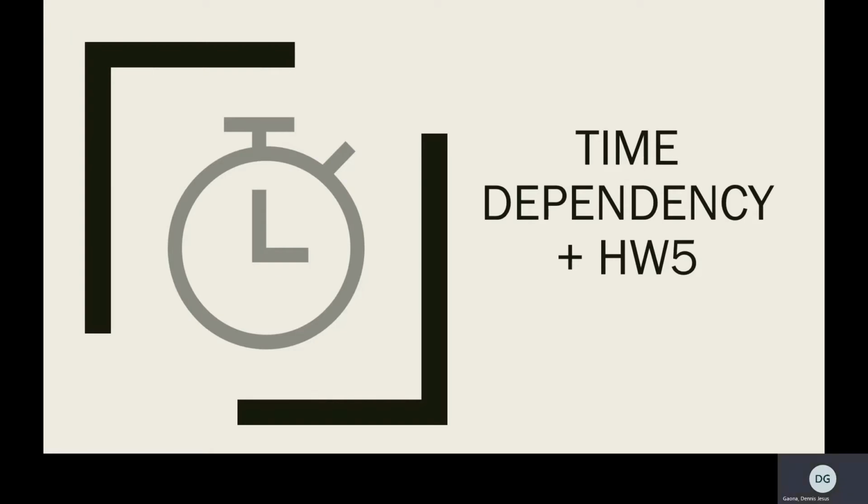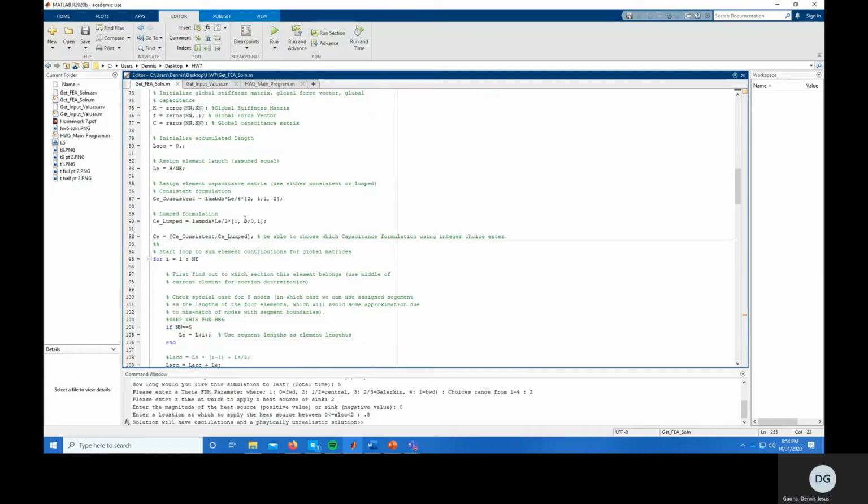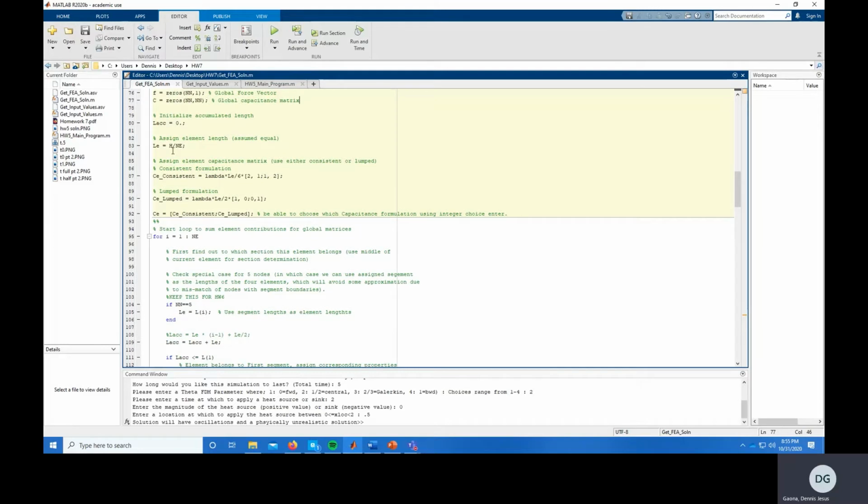So let's start with time dependency plus homework number 5. So we are taking homework number 5's get FEA solution and adding all of the variables that we need. For example, we need a capacitance matrix for this time-dependent solution, and we have to also make it a global capacitance matrix using either consistent formulation or lumped formulation.